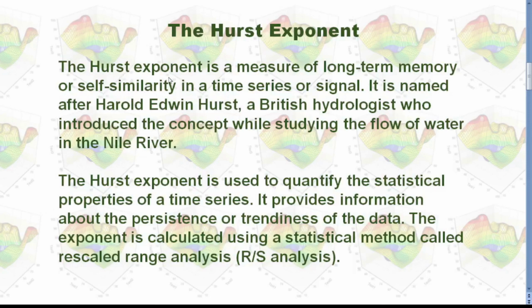The Hurst Exponent is the measure of long-term memory or self-similarity in a time series or signal. It is used to quantify the statistical properties of a time series. It provides information about persistence or trendiness of the data. The exponent is calculated using a statistical method called rescaled range analysis.